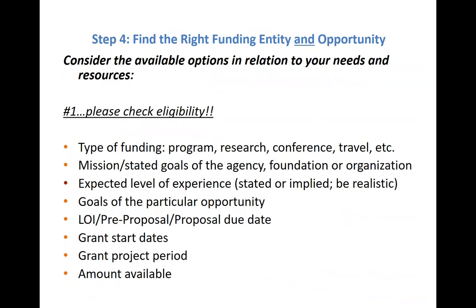So step 4 is when you find the right funding entity and opportunity. You're going to consider the available options in relation to the needs and resources that you just came up with. And the number one thing that you always want to check is eligibility. When you find a funding opportunity, the very first thing you need to go to is who is eligible to apply to that funding opportunity. Because if you get all the way through it, you've wasted your time reading all the way through an RFP that you can't even apply to. So the very first thing I always check when someone sends me something is the eligibility.